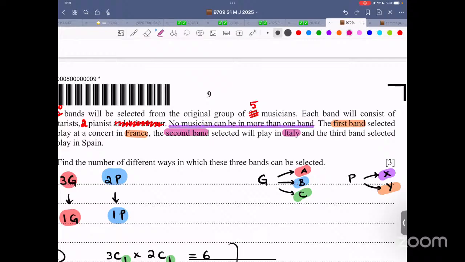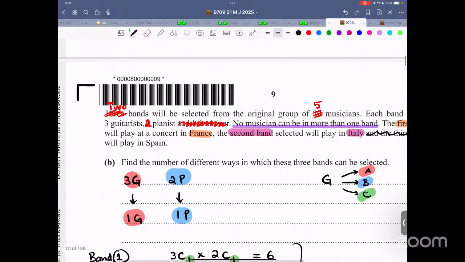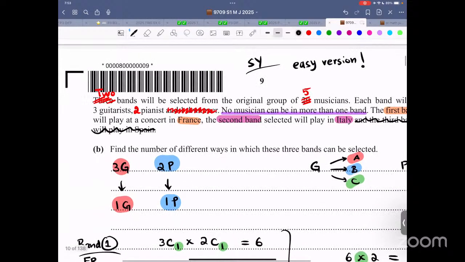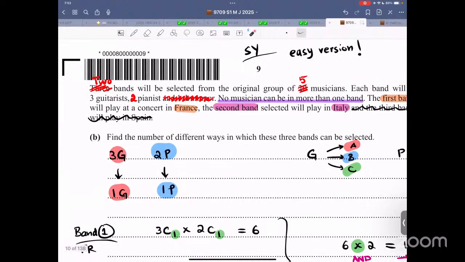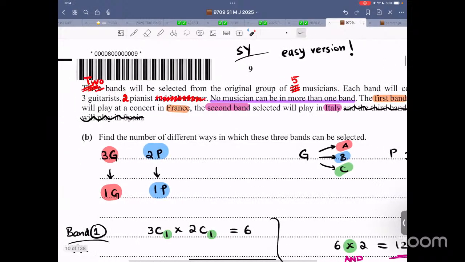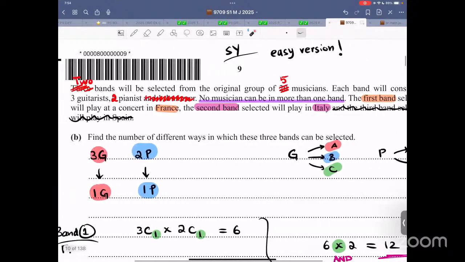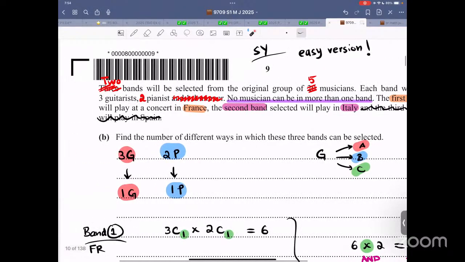Now let me grab my black marker and remove this thing. So this is my version of this question, the easy version. Let's first understand this so that it's easier for you to understand the original question. Let's say there are 3 guitarists, I need 1, and 1 pianist. 2 bands selected.